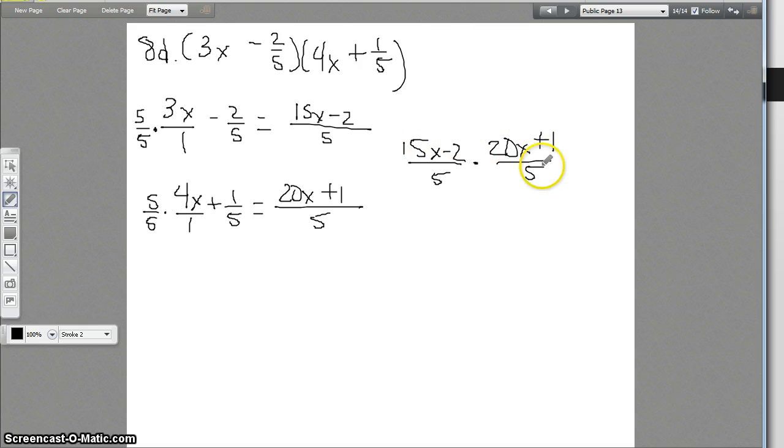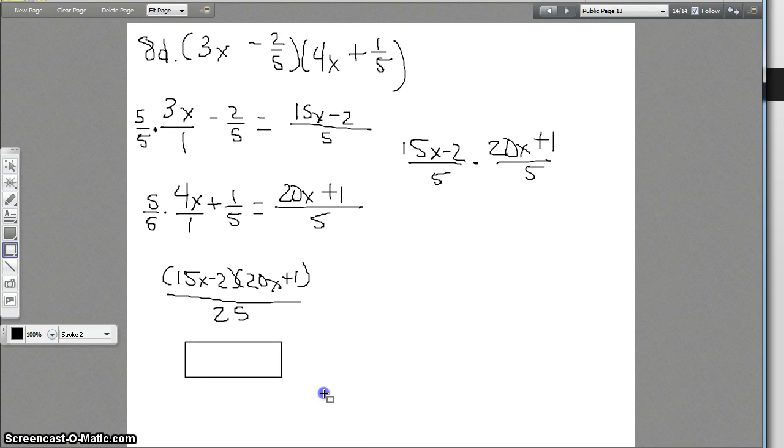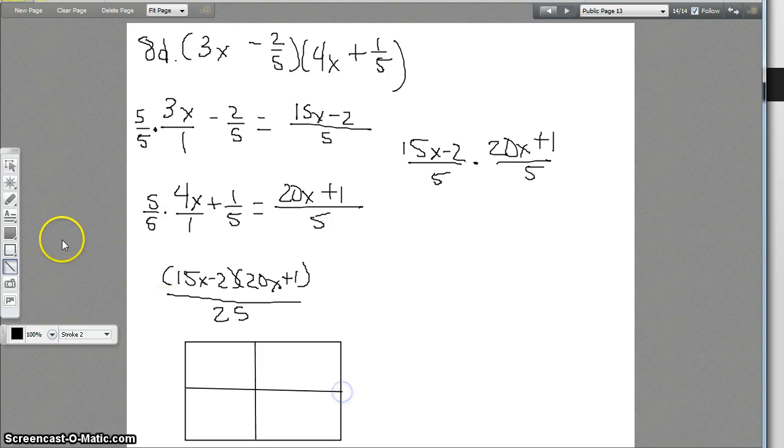We'll multiply our numerators, and then we'll multiply our denominators. Well, what we get in the numerator is 15x minus 2 times 20x plus 1. And then in our denominator, we have 5 times 5, and that is 25. So let's use the grid to figure out what this product is, because that looks pretty messy. Okay, put in my grid lines. Okay, so we have 15x minus 2, and then we have 20x plus 1.